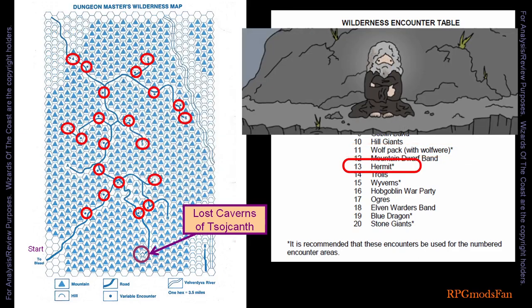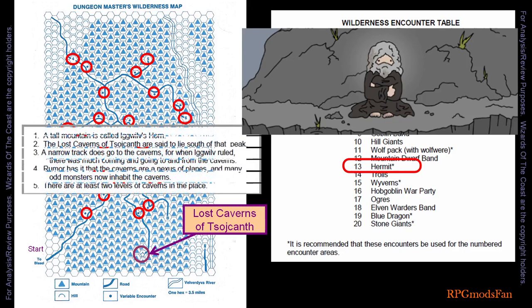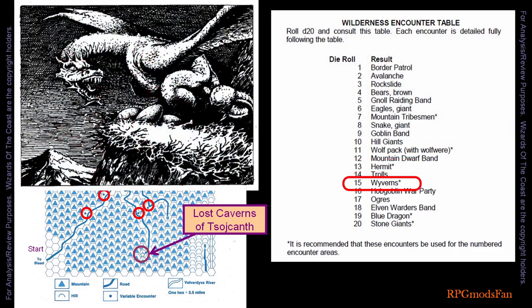Number 13 on the table is the Hermit encounter. Sitting before a small cave is a gaunt, dirty, disheveled-haired man. Displayed on the screen is the information he knows about the Lost Caverns, which is not much. Number 15 on the table is the Wyverns encounter. Here, a mated pair of wyverns roost and guard their 3 eggs.